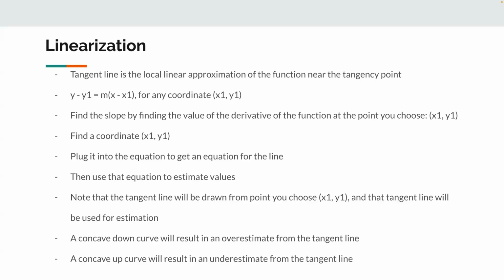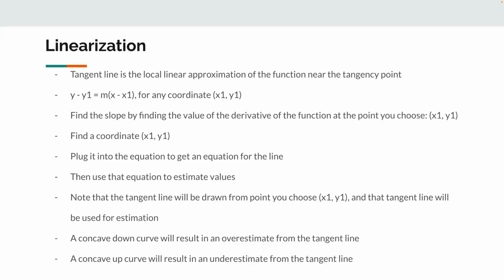y minus y1 is equal to m times x minus x1 for any given coordinate x1 and y1. Another way is just y equals mx plus b, and we can rearrange this equation to have that. So first we find the slope by finding the value of the derivative of the function at the point we chose, x1, y1. We choose a point that we want to find the equation at. We find the derivative at that point. Then we use the same coordinate that we chose, plug it into the equation above, and we get an equation for the line. And then we can use that equation to estimate values based on that line.